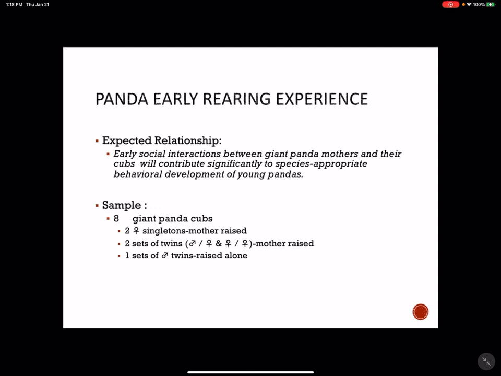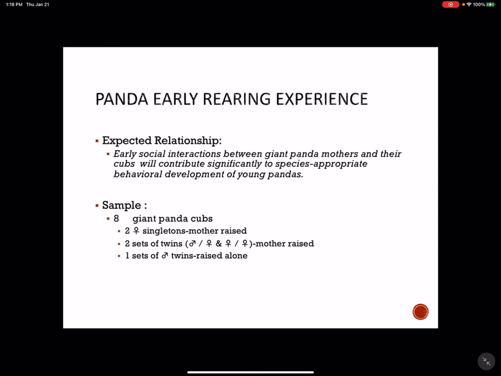So the hypothesis of this study was that early social interactions between giant panda mothers and their cubs will contribute significantly to species-appropriate behavioral development of young pandas. So basically, let's break that up and make it simple.